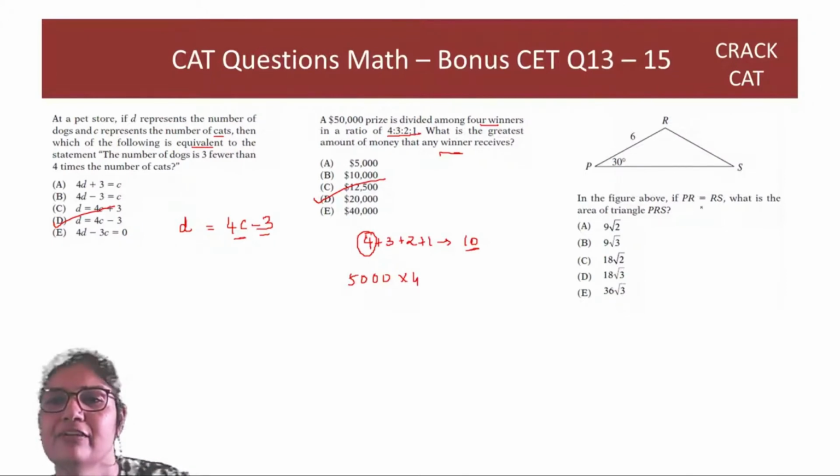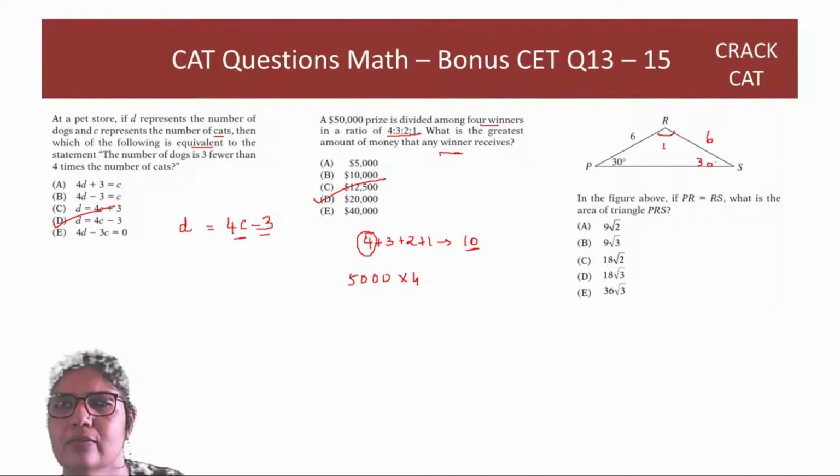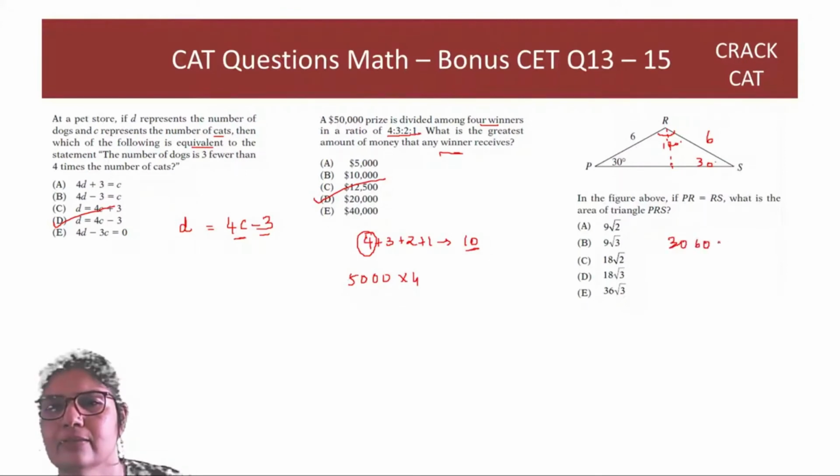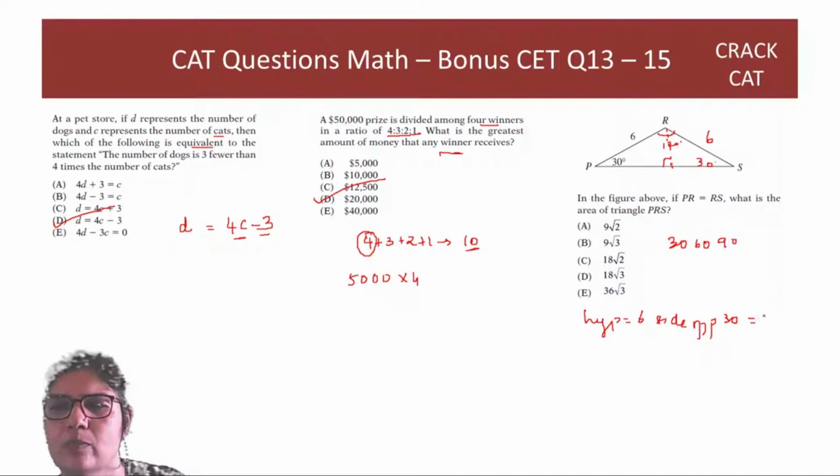In the figure above, if PR is equal to RS, so this is also 6, so this is also 30 and this is 120. If I drop a perpendicular, I have two triangles that are 30, 60, 90. Where the hypotenuse, right? Side opposite 90 is 6. So the side opposite 30 is going to be half. So the side opposite 30 is 3. Height is 3.